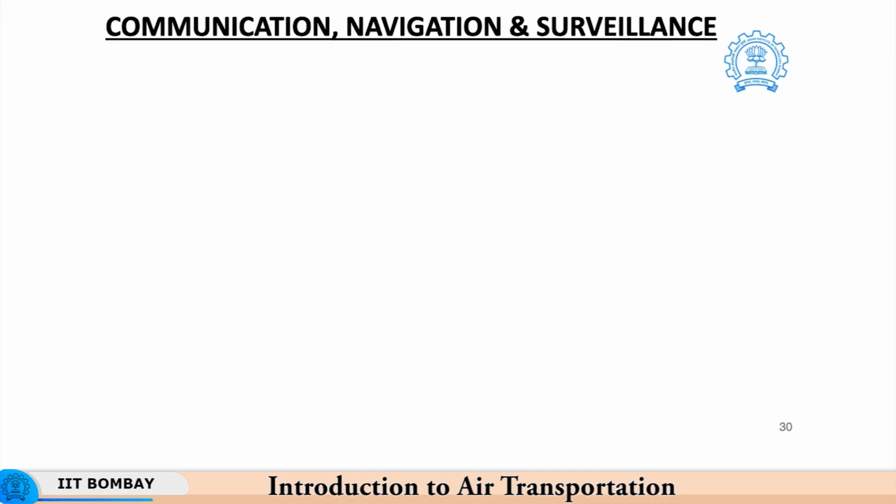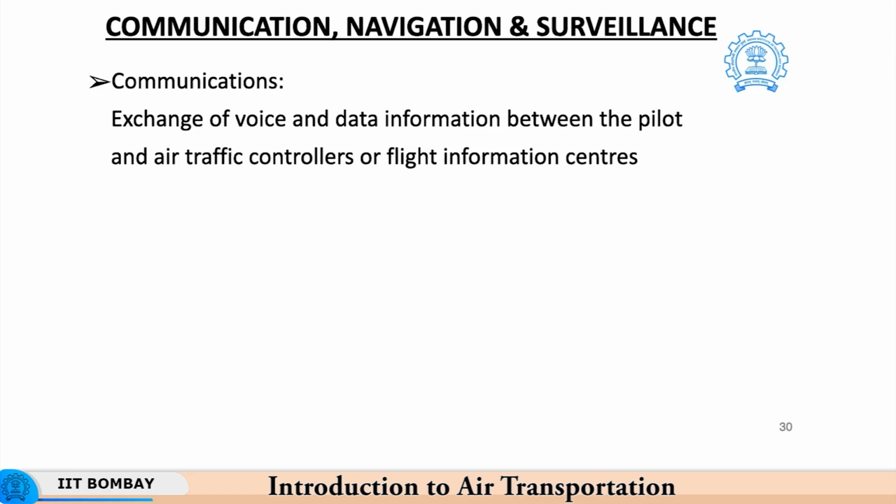Let us understand the three different parts, the three different components associated with CNS. Communication is nothing but the exchange of voice and data information between the pilot and the air traffic controllers as well as the flight information centers. So, there has to be an interference-free, clear way of communicating data as well as voice between the three parties involved to carry out efficient air traffic management.